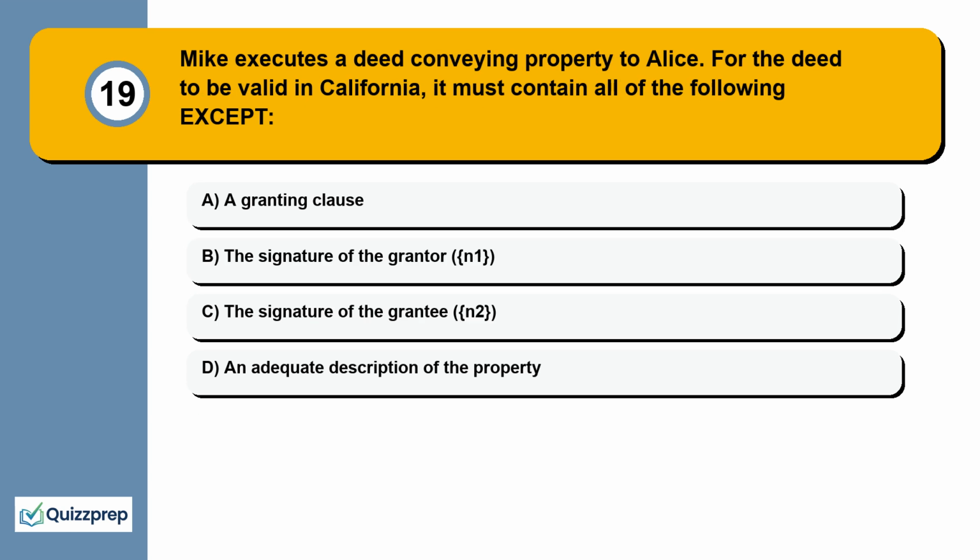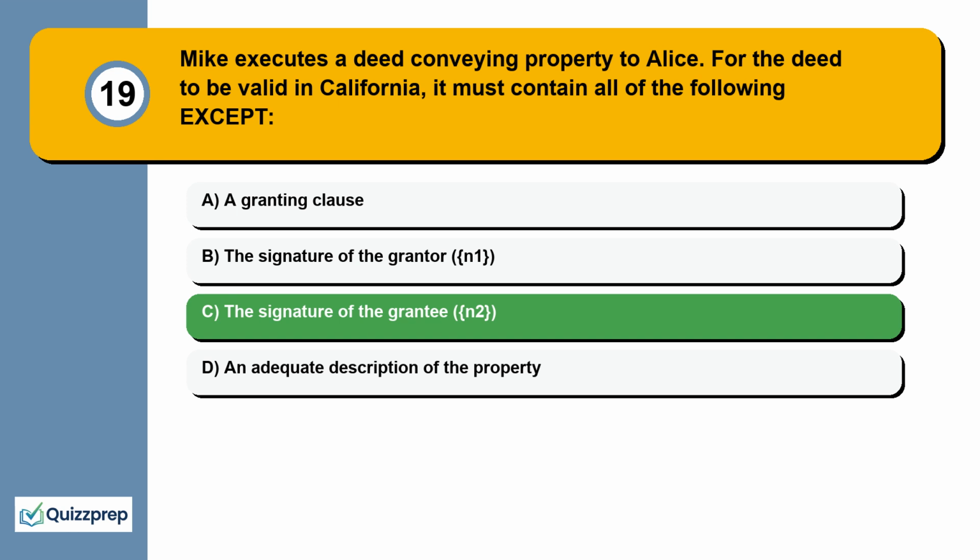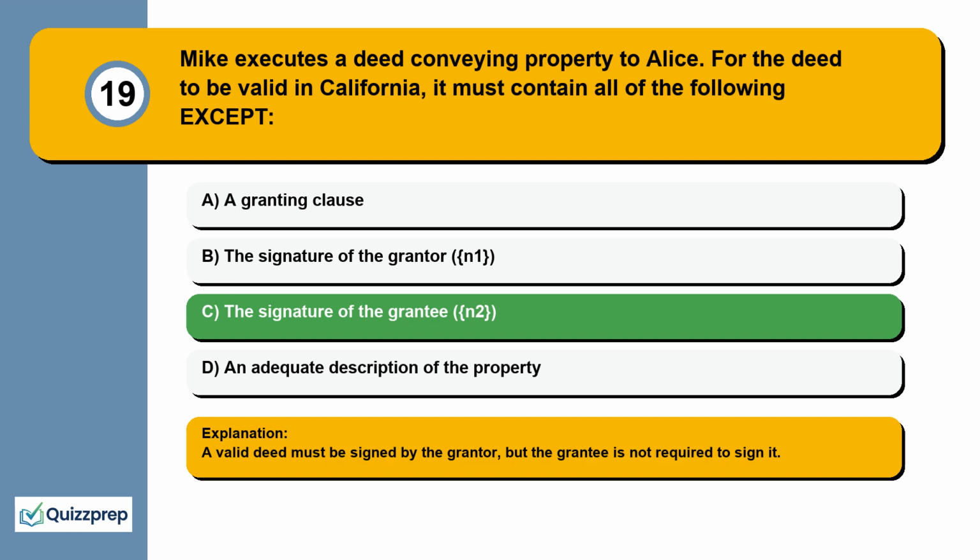Question 19. Mike executes a deed conveying property to Alice. For the deed to be valid in California, it must contain all of the following except a granting clause, the signature of the grantor, the signature of the grantee, an adequate description of the property. A valid deed must be signed by the grantor, but the grantee is not required to sign it.